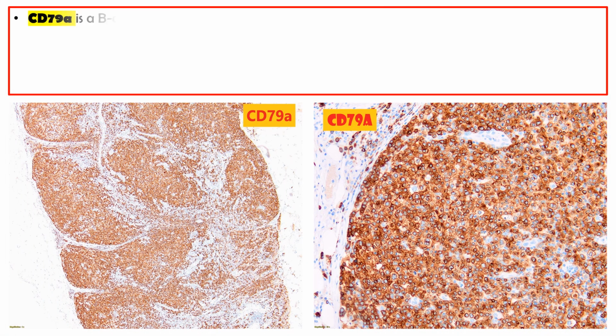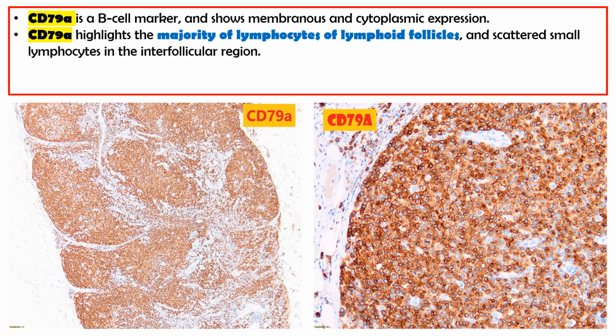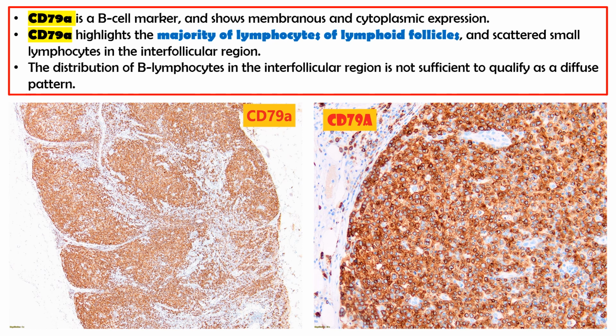CD79A is a B cell marker and shows membranous and cytoplasmic expression. CD79A highlights the majority of lymphocytes of lymphoid follicles and scattered small lymphocytes in the interfollicular region. The distribution of B lymphocytes in the interfollicular region is not sufficient to qualify as a diffuse pattern.